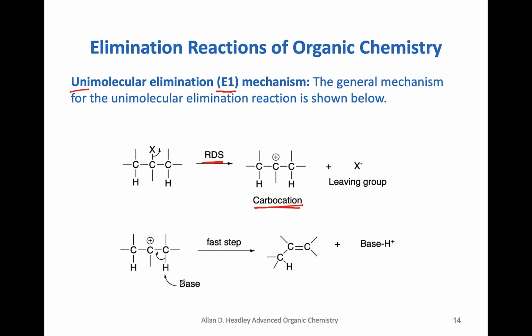In the presence of a base, it can abstract a hydrogen from either side of this carbocation. So you've got to look out for that carefully, because now we have carbons on either side of this carbocation. If there is a hydrogen, the base can abstract it to form an alkene, as shown here. And that's the fast step. So that's the mechanism for the E1 elimination reaction.